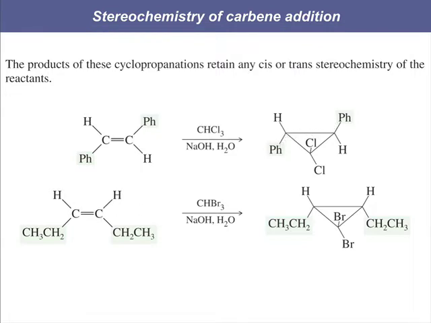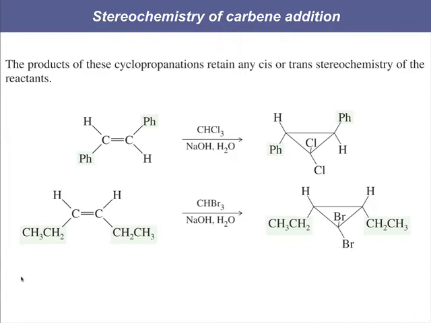If we have a syn alkene to start, or a cis alkene, a Z alkene, and we do a carbene addition, in this case they're using bromoform, these ethyl groups, which were cis to one another in our reactant, remain syn to one another in the product. They will both be down or both be up, both wedges or both dashes.